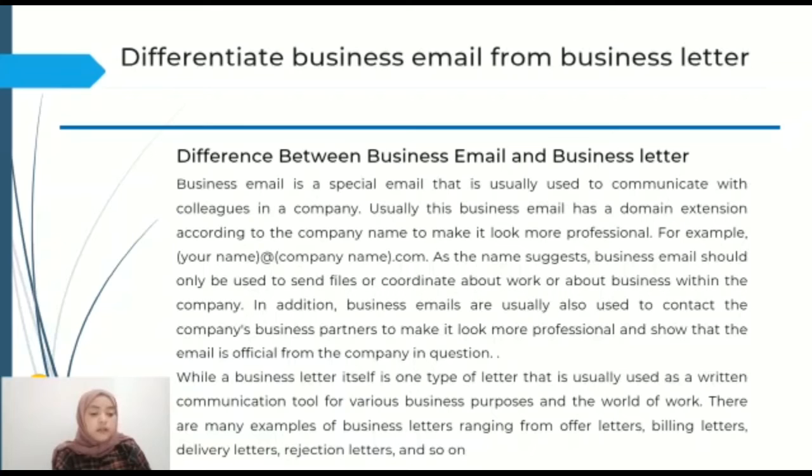As the name suggests, business email should only be used to send files or coordinate about work or about business within the company. In addition, business emails are usually also used to contact the company's business partner to make it look more professional and show that the email is official from the company in question.